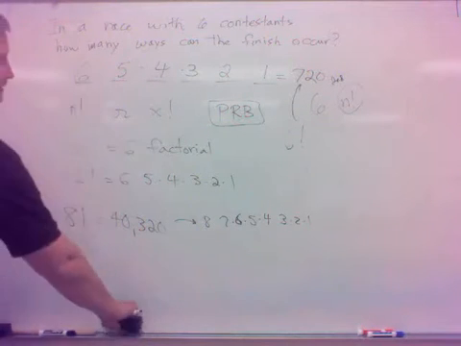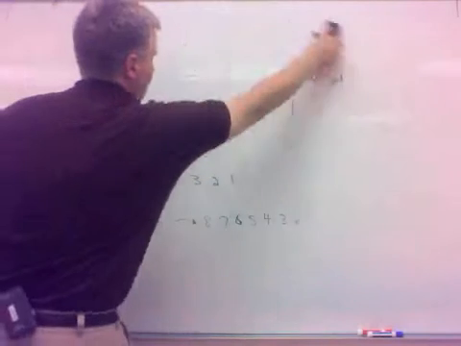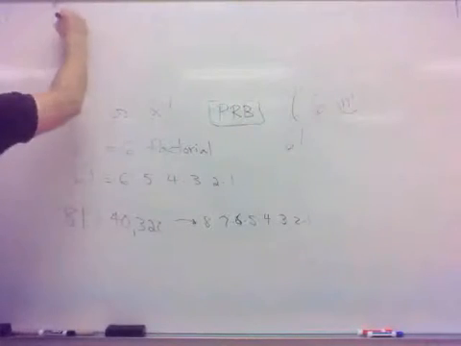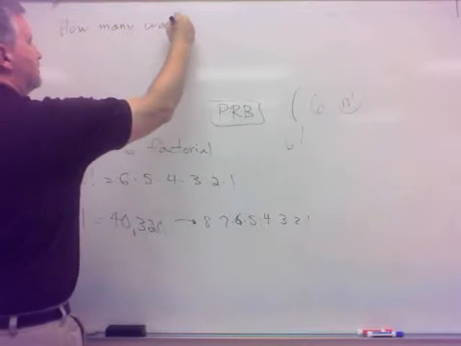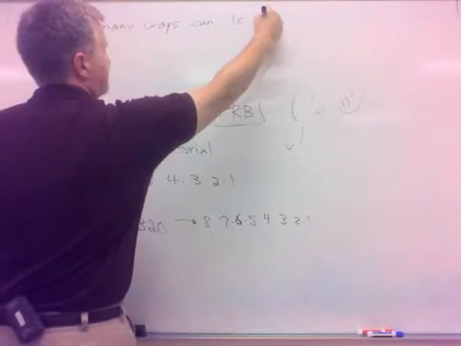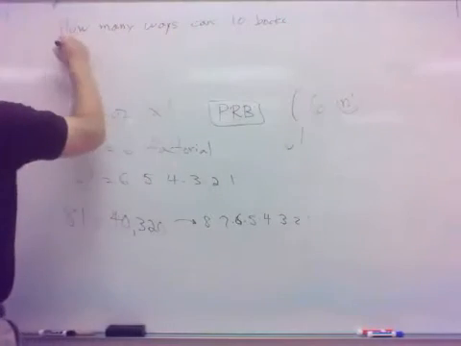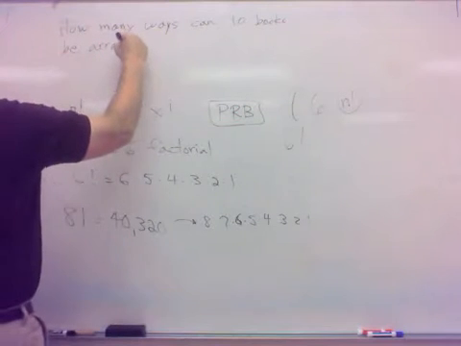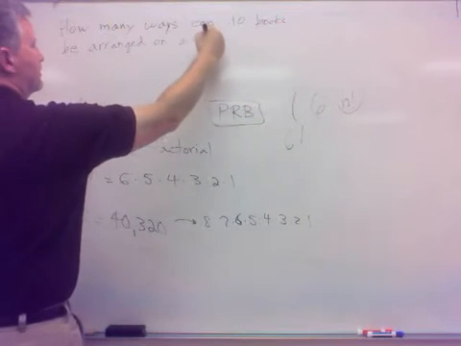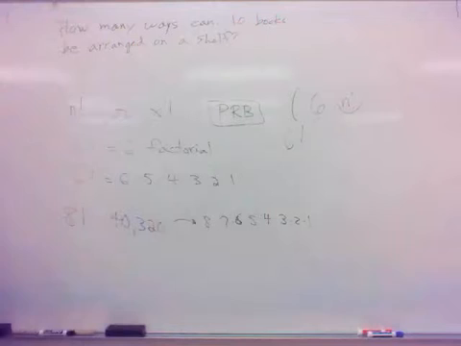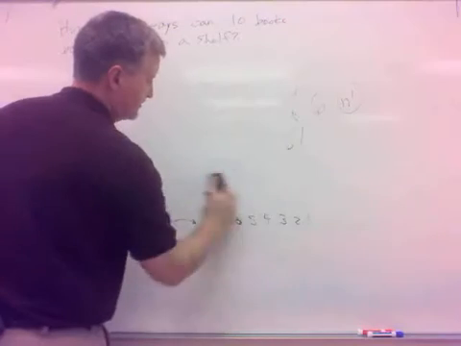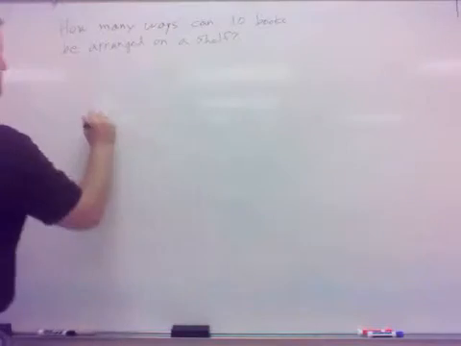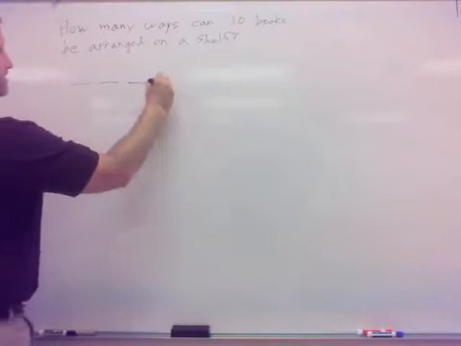All right, so here's another problem. How many ways can 10 books be arranged on a shelf? Well, we're going to arrange all 10 books, so there's 10 spots, one for each book.